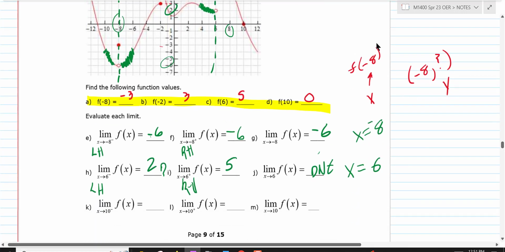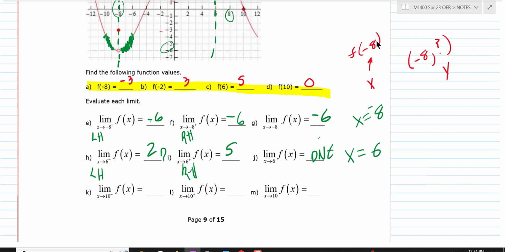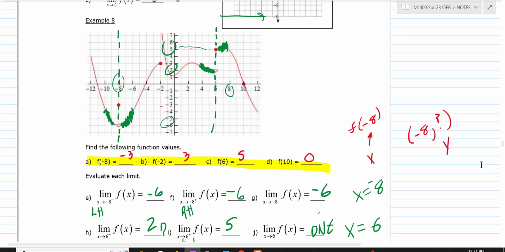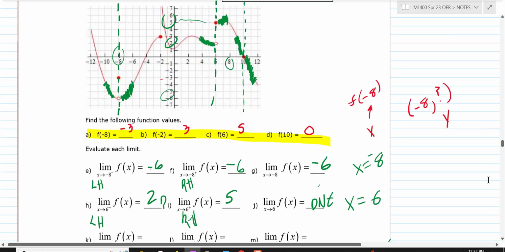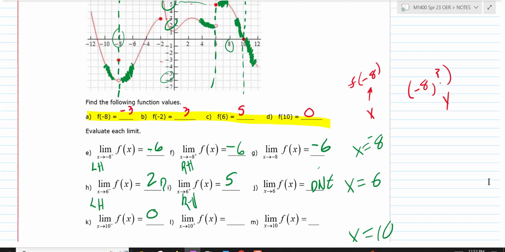And then this last row, now I'm going to look at x equals 10. So I'm going to take the same approach. I'm going to locate x equals 10, and I'm going to do a vertical line like that. And we'll talk them out. Left-hand limit, what am I getting close to? 0. Right-hand limit, what am I getting close to? 0. So 0, 0, what's the two-sided? 0 also, very good. So that's how you put that together.